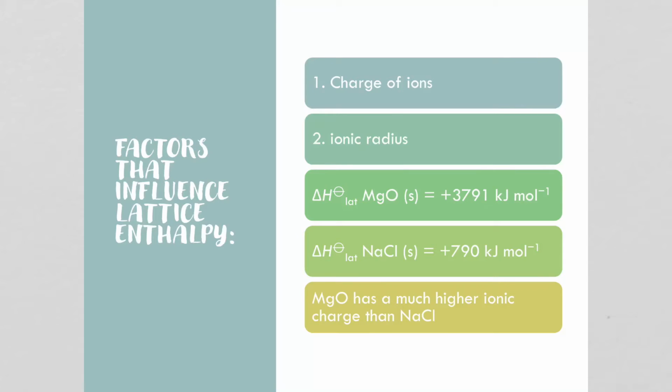So there are two things that influence lattice enthalpy. One of them is the charge on the ions, and the other one is the ionic radius. If we take a look at the lattice enthalpies for magnesium oxide and sodium chloride, you can see that magnesium oxide is very high. It's almost 4,000 kilojoules per mole, whereas sodium chloride is around 790 kilojoules per mole. But part of that is because magnesium oxide has a much higher ionic charge than sodium chloride. Magnesium and oxygen have charges of plus and minus 2 respectively, whereas sodium and chloride have plus and minus 1 respectively.